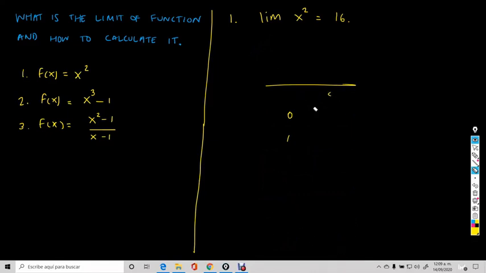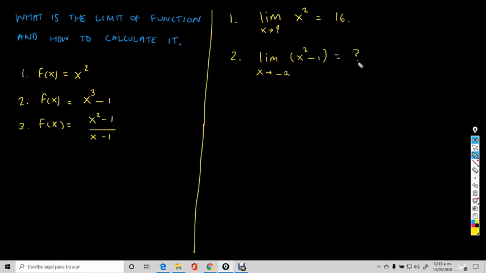Okay, let's go with the next example. The next example is f of x equals x to the cube minus 1. I'm going to put it right here. And I want to calculate the limit. One more time, I write the limit as x approaches. Now I'm going to calculate the limit at another number. I'm going to make x approach the number minus 2. The limit as x approaches minus 2 of the function x to the cube minus 1.